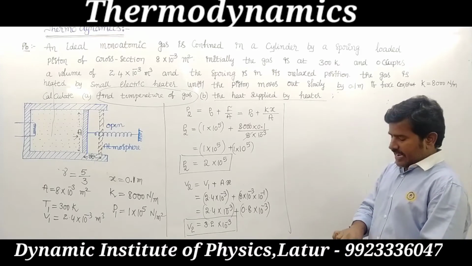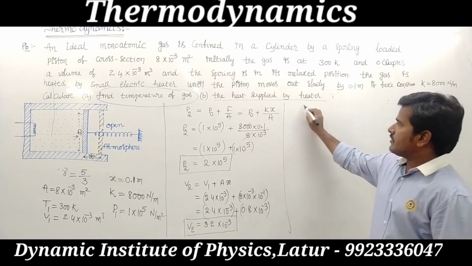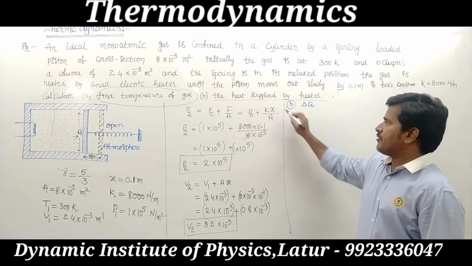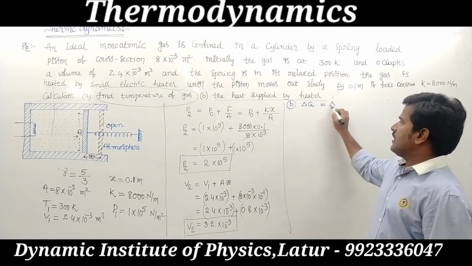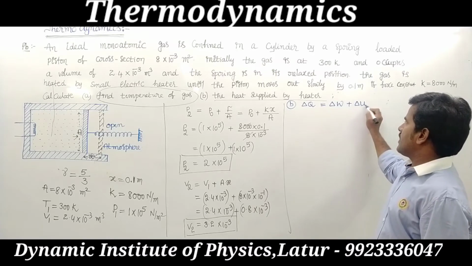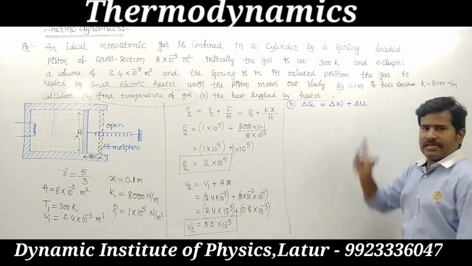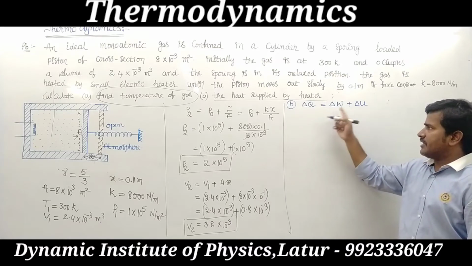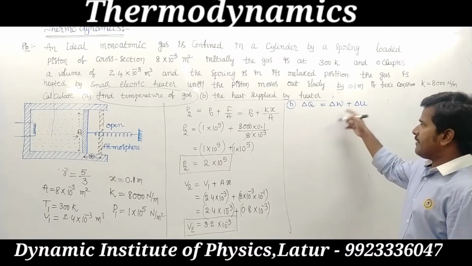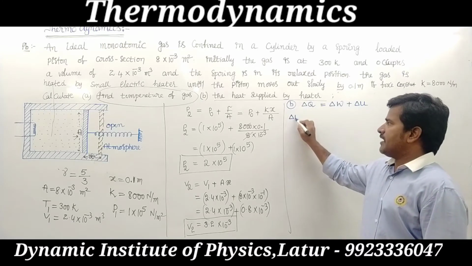How can we calculate this heat? So delta Q, this is the second question. Delta Q equals delta W plus delta U, the summation of work done plus internal energy. That is equal to total heat supplied. First we complete the work done, delta W.